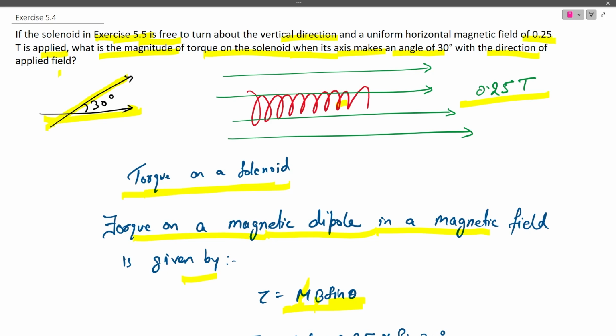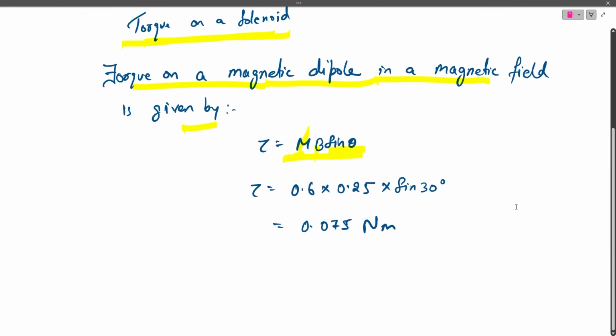Now based on the previous data, we have the magnitude of the magnetic dipole moment, that is 0.6, and we have been given the magnitude of the external magnetic field, that is 0.25 Tesla, and sine 30 degrees. If we substitute these values in this formula, we will get the value of torque as 0.075 Newton meter.